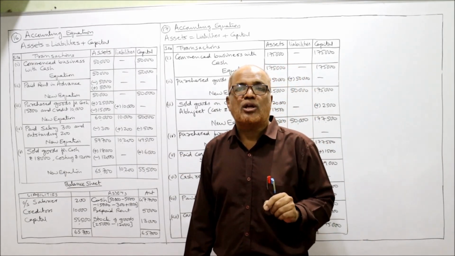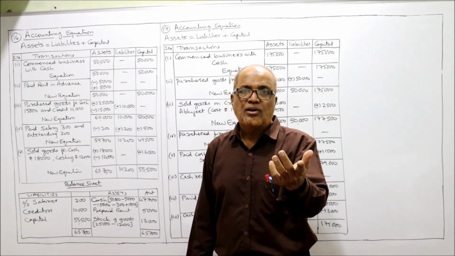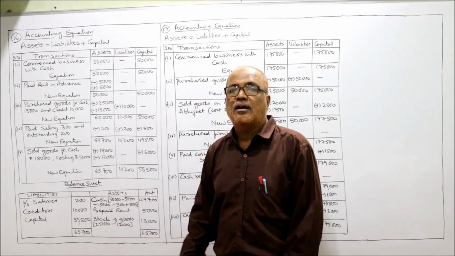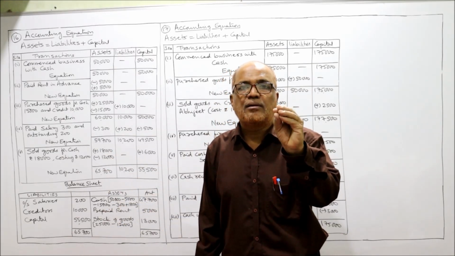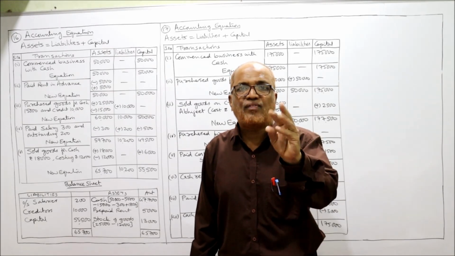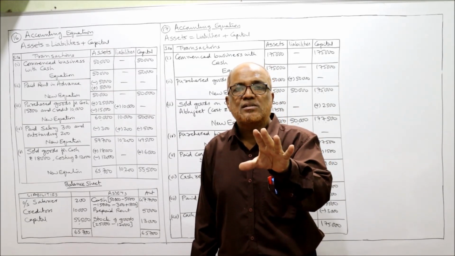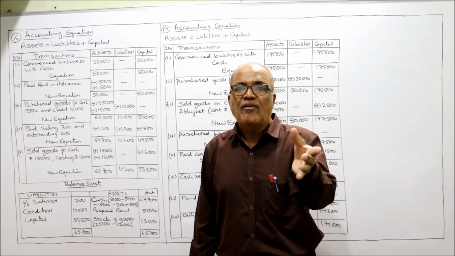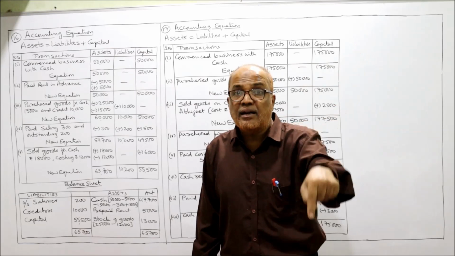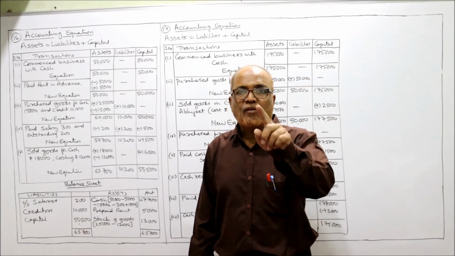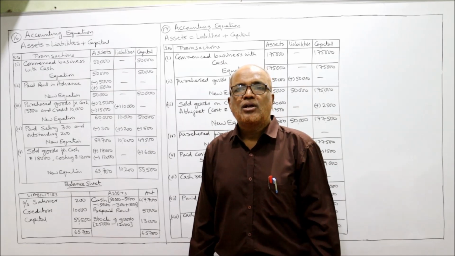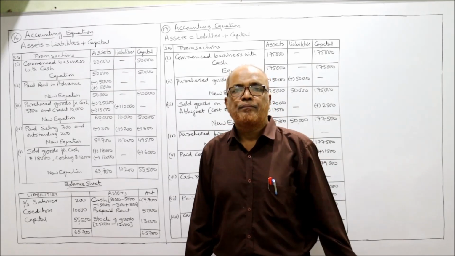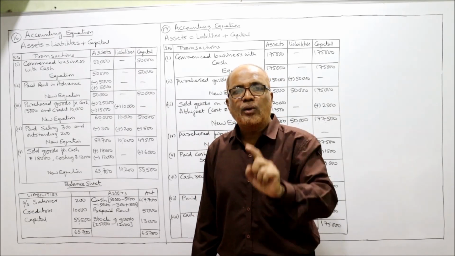Now rent. Rent is an expenditure, whether it is paid or not. We have paid the rent of 300 and the rent outstanding is 200, so the total rent for the period is 500. Expenses will decrease the profit. When profit decreases, the capital decreases. So whenever expenses are incurred, you deduct from capital.